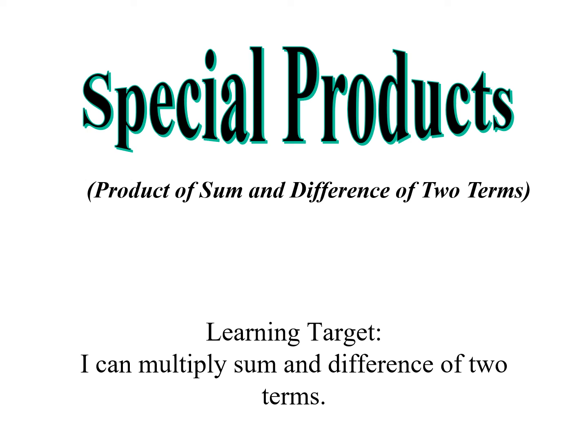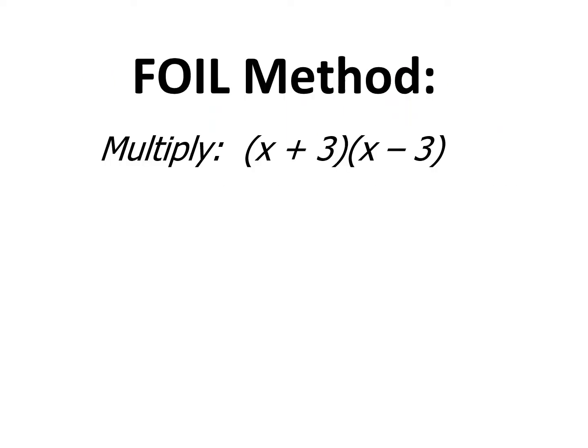Hi everyone! Today I'm going to teach you how to solve for the product of sum and difference of two terms. Let's take the quantity of x plus 3 times the quantity of x minus 3 as our first example. Obviously, the first binomial is the sum and the second binomial is the difference. And we have here two identical terms, x and 3.